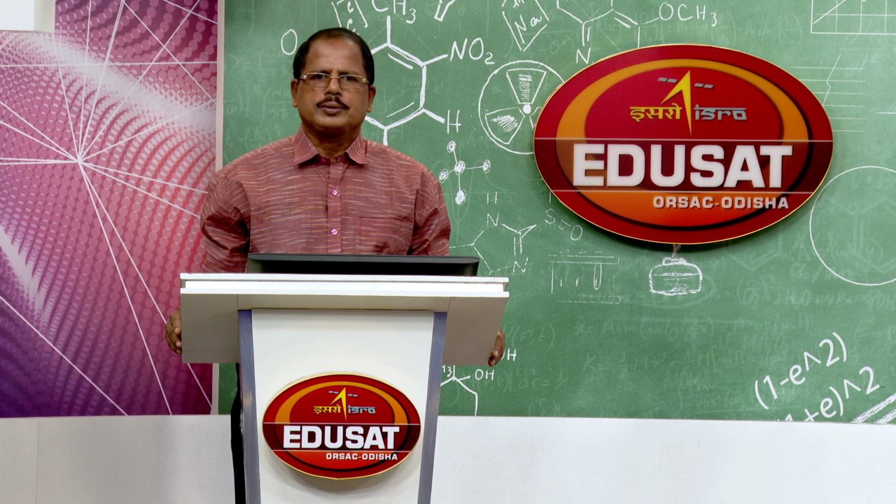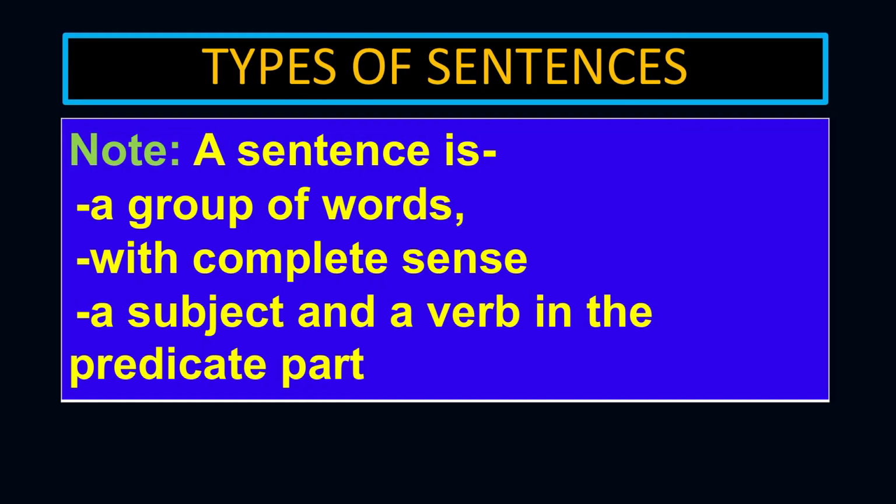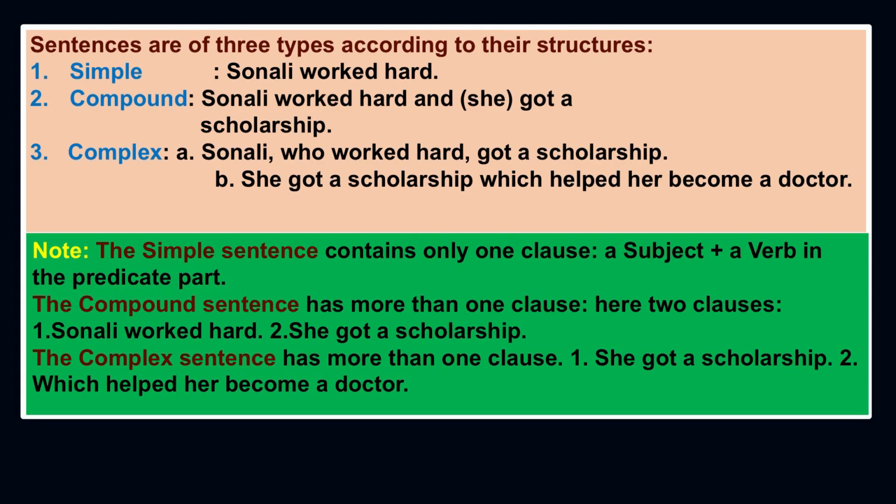Let us see the types of sentences and what we discussed in the previous session. A sentence is a word or a group of words having complete sense, with a subject and a verb in the predicate part. Sentences are of 3 types according to their structures: simple, compound, complex.